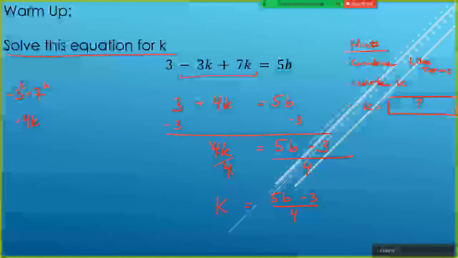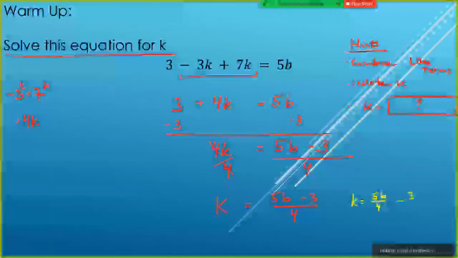Alternatively, you might have written this down. K is equal to 5b over 4 minus 3 over 4. Either one of these would be okay as an answer. Either way, the whole right side of the equals sign is being divided by 4. Now we're going to be doing some more of this today, and that's why I wanted to practice solving equations for one of the variables.